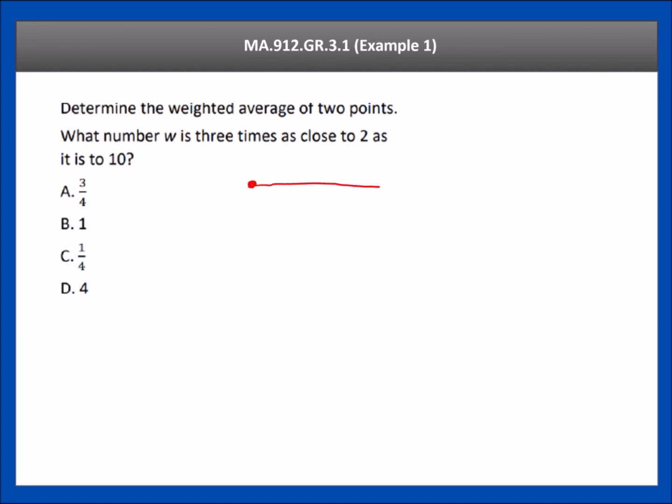So let's say we have a number line, and this is 2 on the number line, and this is 10 on the number line. And it says that there's a number that is 3 times as close to 2 as it is to 10. So that means basically that it's 3 times closer to 2 than it is to 10. So if it's 3 times closer, then the ratio of distances is 1 to 3, right? Or in other words, we can say that it's 3 times closer to 2 than it is to 10. That's another way of saying it.